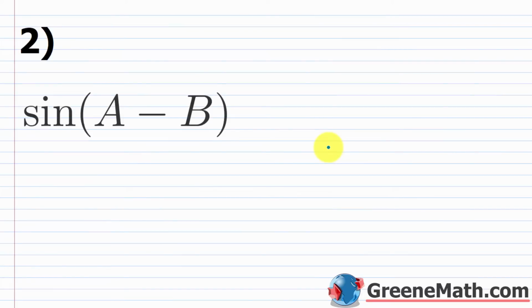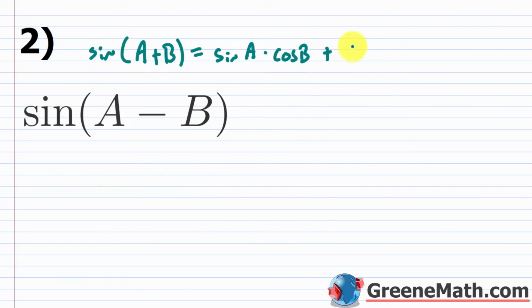All right, let's take a look at problem 2. So for this one, I'm going to rely on what we already did in problem 1. So now we have the sine of a minus b. So in problem 1, we used a bunch of different identities to determine that the sine of a plus b was equal to the sine of a multiplied by the cosine of b. Then we had plus our cosine of a times our sine of b.